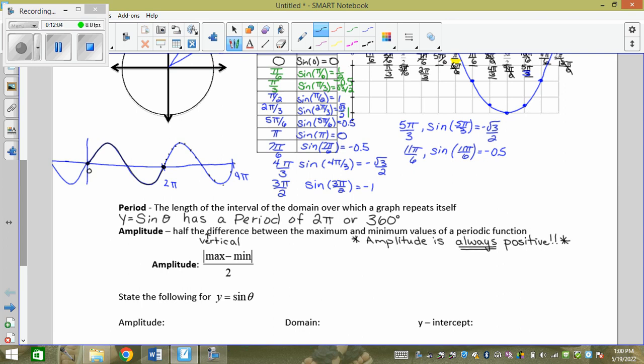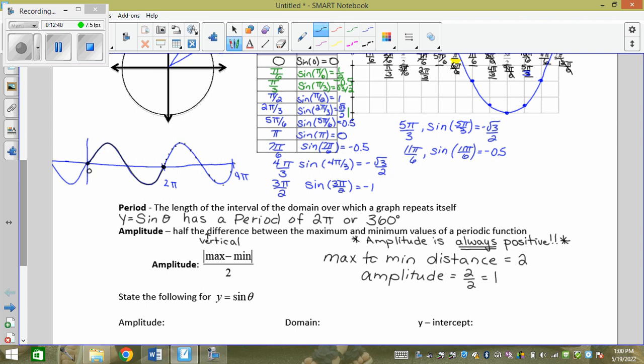It's always positive. So how far is this one from the min to the max? What's the distance from the min to the max? 2. So the distance from the min to the max is 2, and the amplitude is half of that. So it's 1. So if we go max to min, distance equals 2, the amplitude equals 2 divided by 2, which is 1. It's half of that distance.